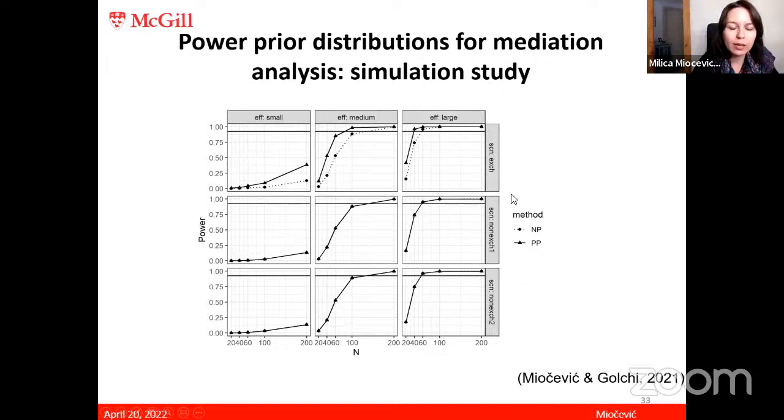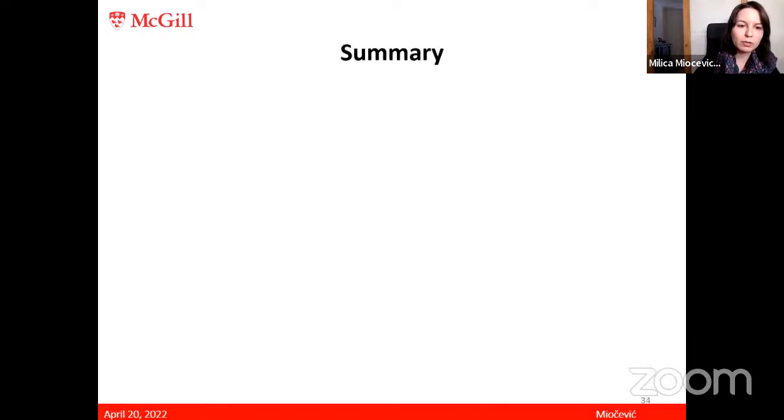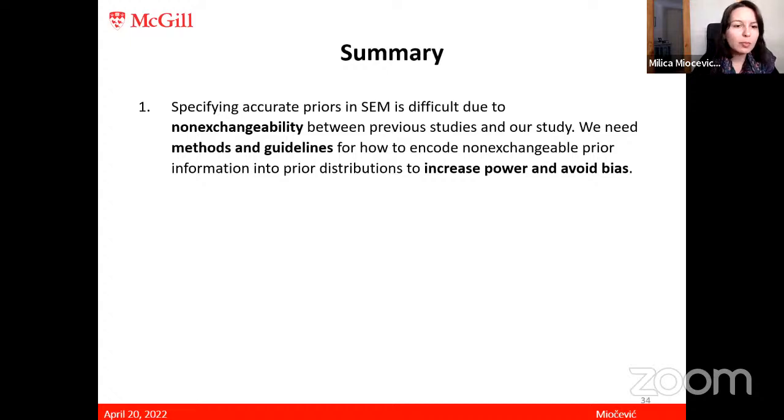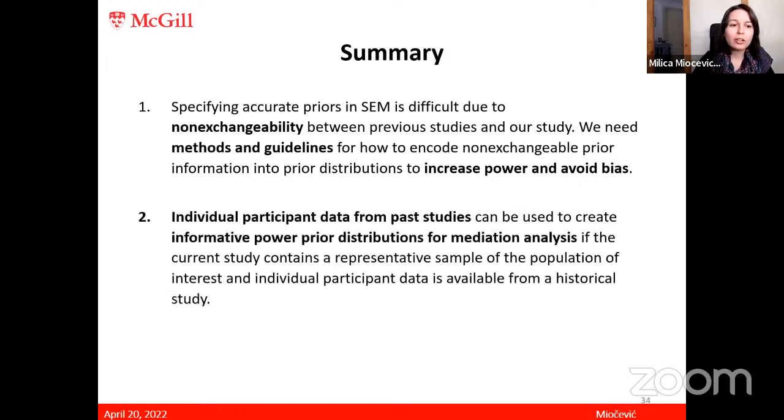So we see no gains or reduction in power with power priors with non-exchangeable data, whereas with exchangeable data, we see a gain in power when we use power priors relative to diffuse priors. So to summarize really quickly, in SEM, it's difficult to specify accurate priors due to non-exchangeability between historical and current data. So what we saw here is a method that could distinguish between whether the data are exchangeable or not.